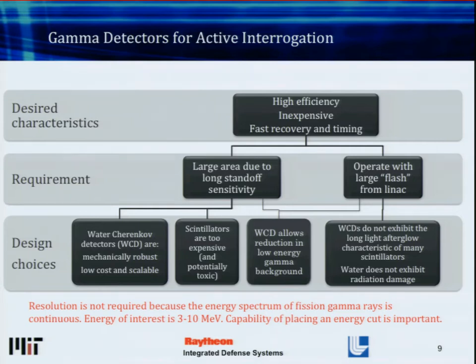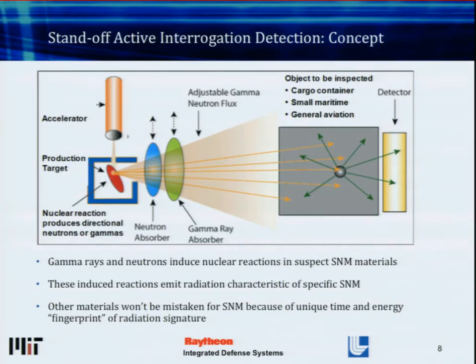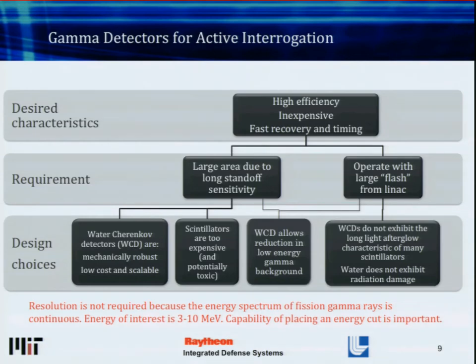So we start looking at Water Cherenkov detectors for a few reasons. First of all, they're mechanically robust and transportable. For this active interrogation system, usually the requirement is for the system to be transportable by helicopter, which puts other constraints on us. We can manufacture detectors out of steel or aluminum. Cherenkov detectors allow reduction in gamma background because of the inherent properties of Cherenkov light, which I'll mention in a couple of slides. And most importantly, the water does not exhibit radiation damage, and there is no blinding of the detector during operation.